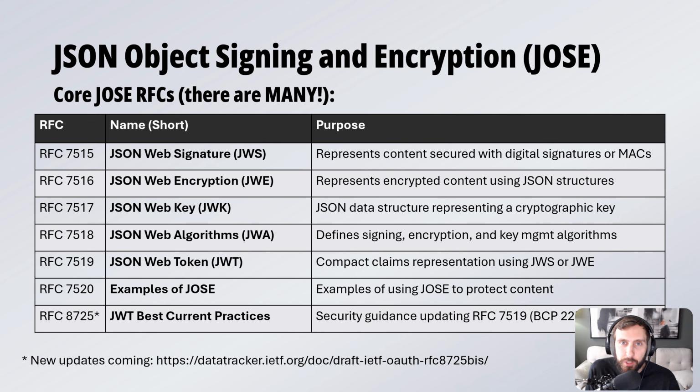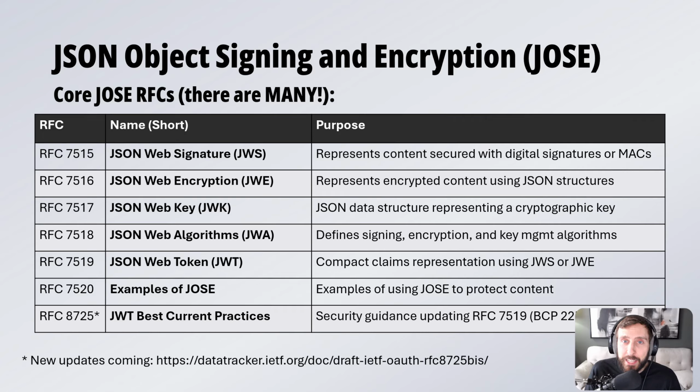By the end of this lesson, you should be familiar with most of these RFCs, what they define, why they exist, and the relationship to JSON Web Tokens or JWTs. The first one being JSON Web Signatures, which deals with content that is secured with digital signatures or MACs. Then we have JSON Web Encryption, which are the encrypted variation of those.